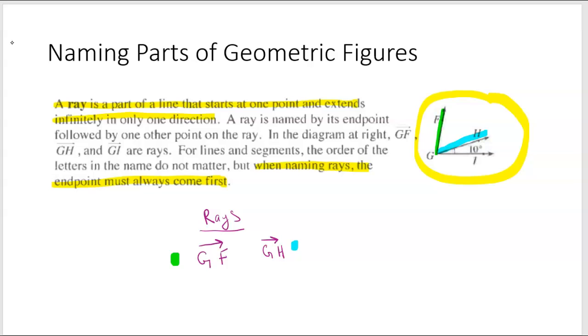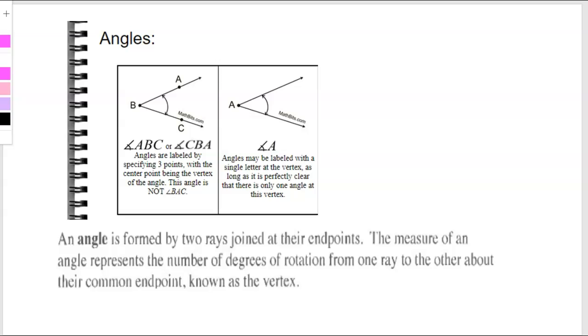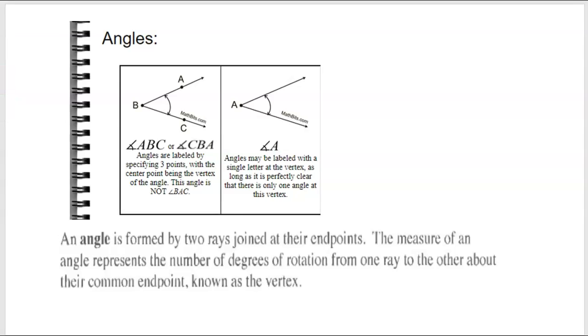Okay. Now, when you connect two rays together, so when we connect the GF and the GH together, they form what's known as an angle. So let's go ahead, come over here, and an angle is formed by two rays joined at the endpoints.